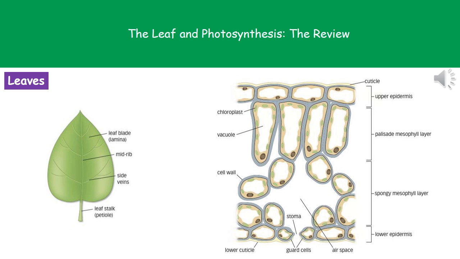And then in our lower epidermis at the bottom, you can see there is this structure in the middle called our stoma, or the stomata. And on each side of the stoma, you've got these specialized cells called guard cells.